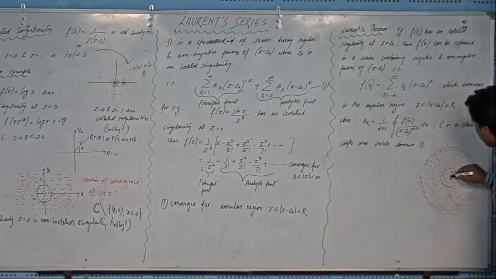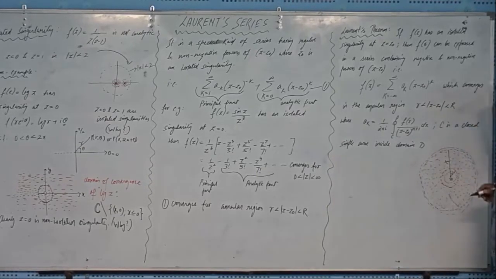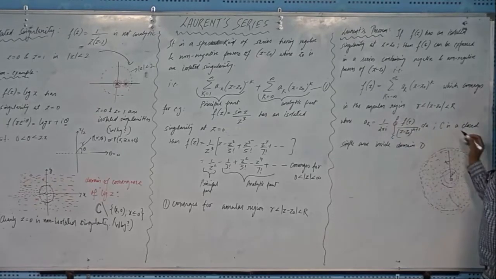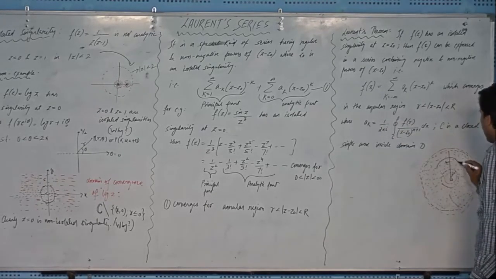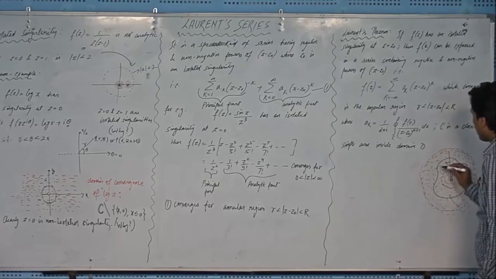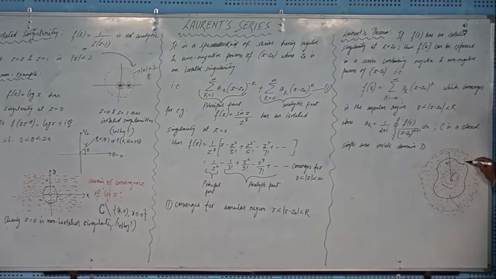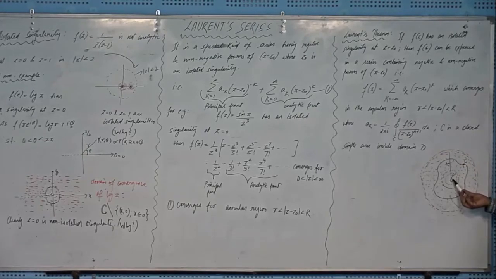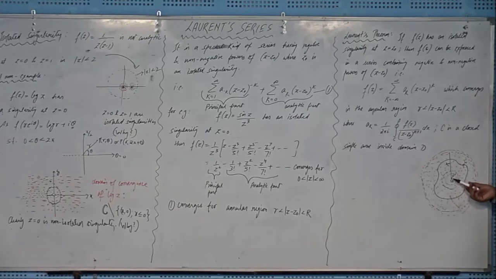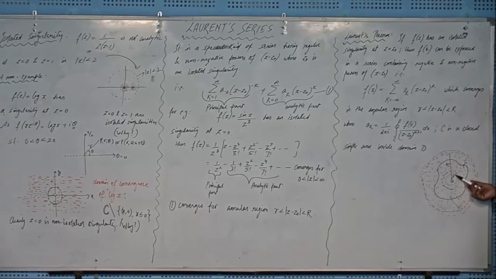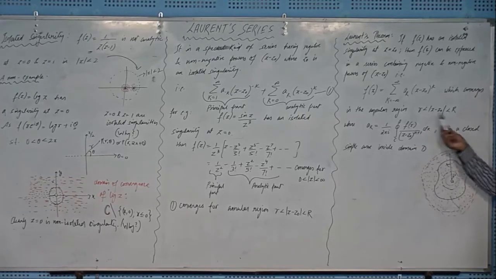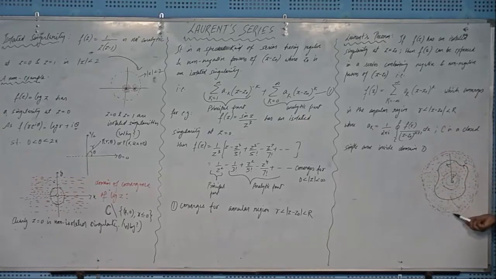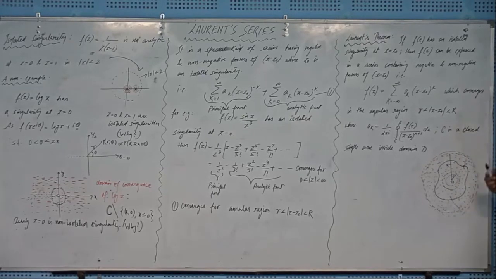This is capital R. And here is my curve C. This is my closed curve C, right? So you can see that this center is Z naught. The inner radius is small r, and the outer radius for the outer disk is capital R.